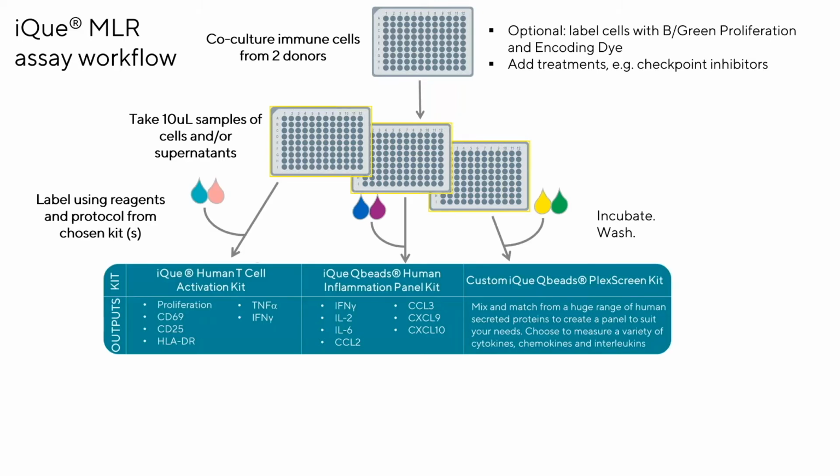The iQue kits that we have validated this assay using include the human T cell activation kit, which measures proliferation, general cell phenotyping with CD3, 4, and 8, as well as activation markers and cytokines. We also performed analysis using QBead-only kits for measurement of other cytokines and chemokines, for example, the inflammation panel kit, or we used customized QBead screening panels. The plates are then washed once and then run on the iQue.